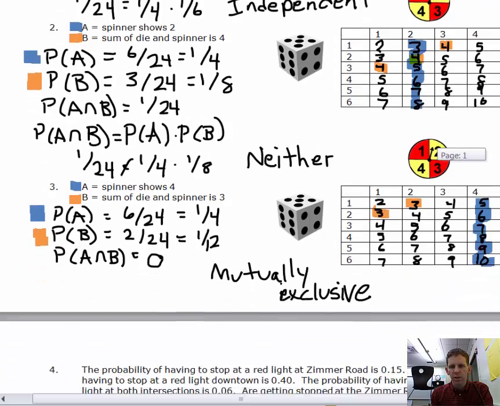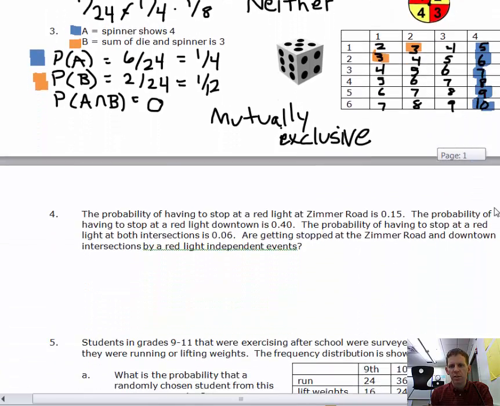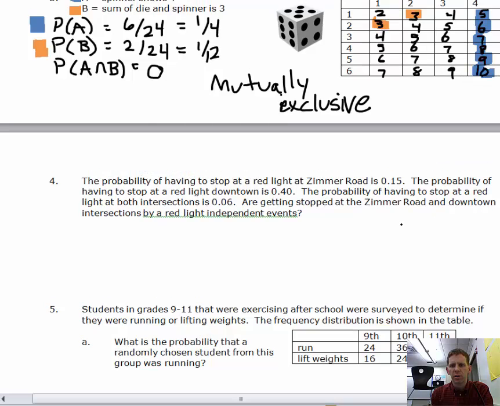As we move down our notes, the next problem is problem 4. It's a question that deals with independent events. What I'd like you to do is, using formulas, determine if these events are independent. Pause the video, read the problem, solve it out. We'll take a look at your answer in just a moment.